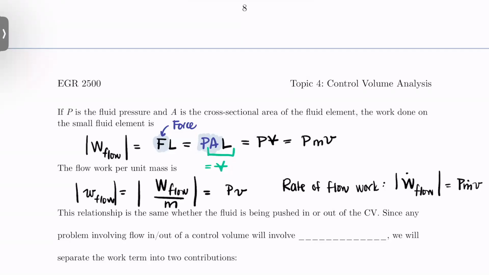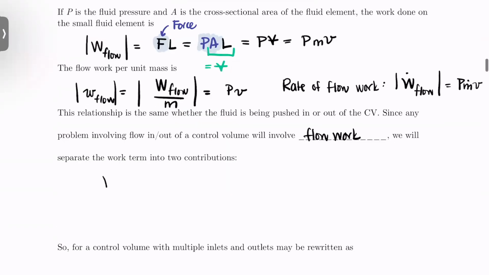All right, so this relationship is the same whether the fluid is being pushed in or out of the control volume. Since any problem involving flow in or out of our control volume will involve flow work, we're going to separate it from the general W dot term. So we're going to break apart that W dot term in our conservation of energy into the W dot that we're used to looking at, plus a term from the flow work. So W dot is equal to the rate of flow work plus W dot in the control volume.